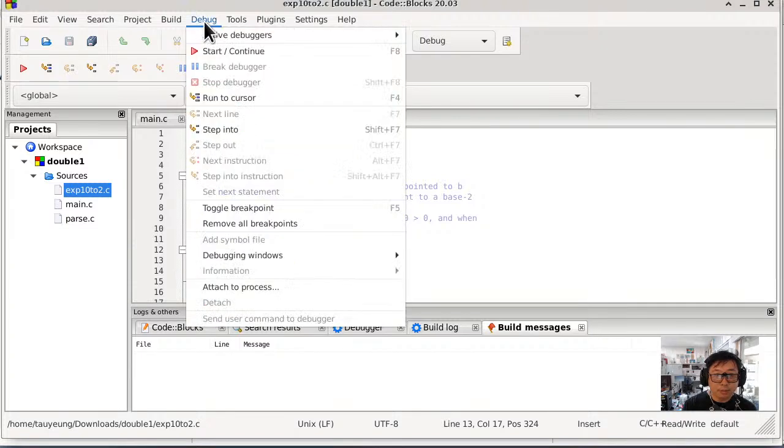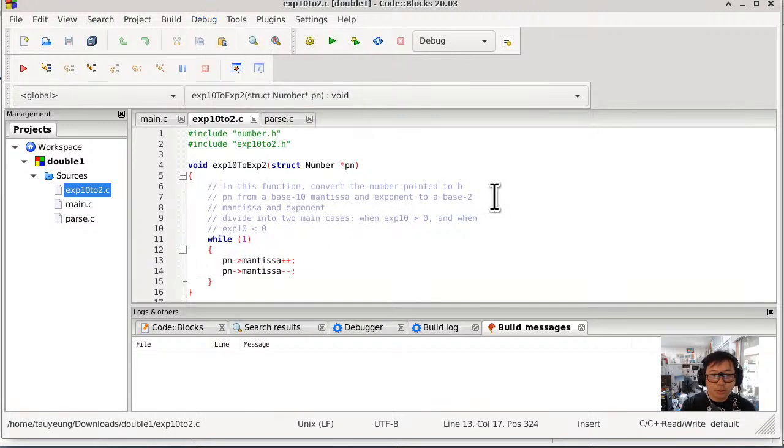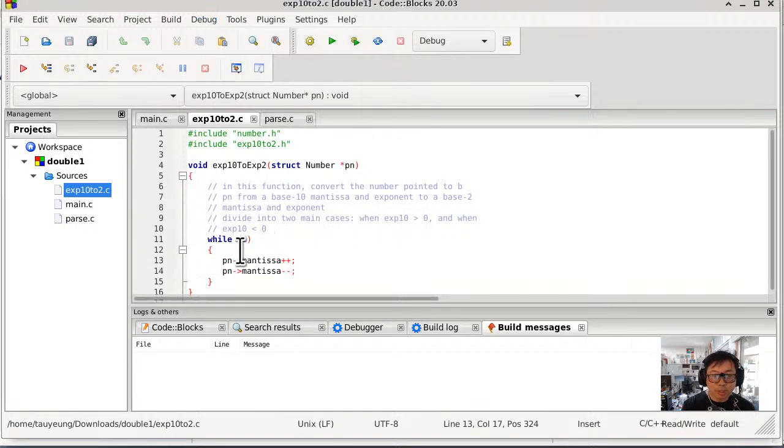You can go to debug and say start or continue, and the program will run. And it will run to the infinite loop, and then it will be stuck in the infinite loop. Okay, so instead of just running the program, I advise that you put a breakpoint.